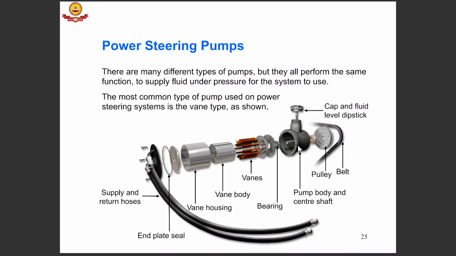Okay, to drive this system, there is a belt which comes from the engine onto the pulley, which rotates this entire assembly of vanes and vane body inside the vane housing. So a vane type pump takes in fluid, pressurizes it, and gives out the pressurized fluid as its output.